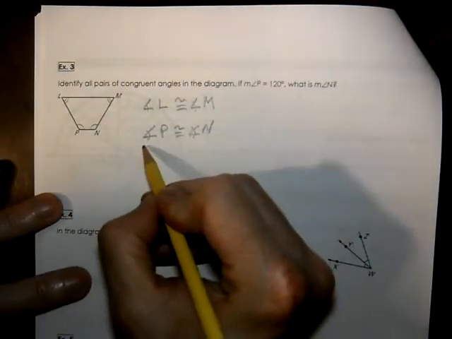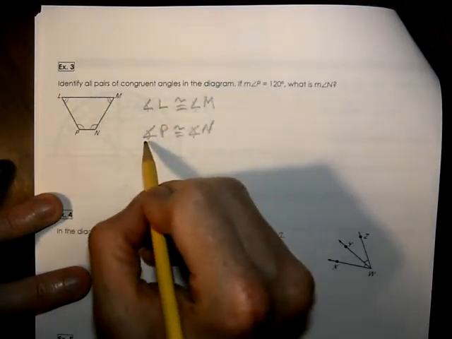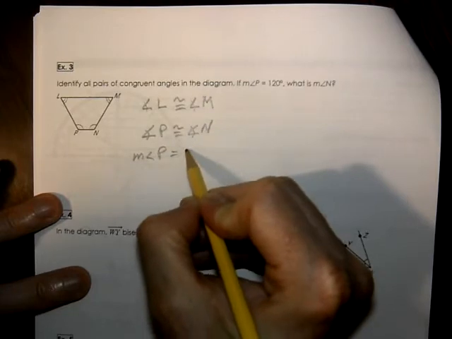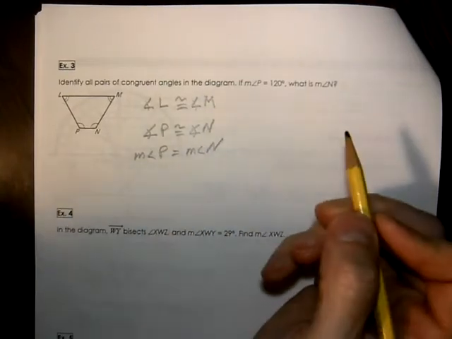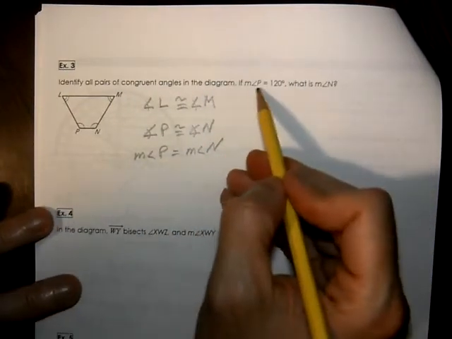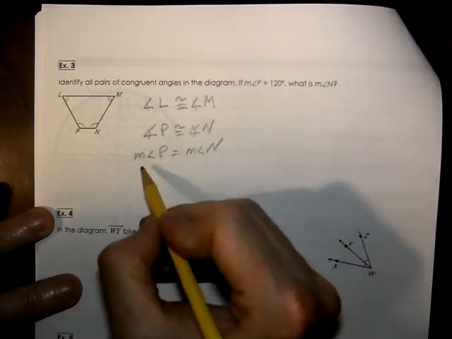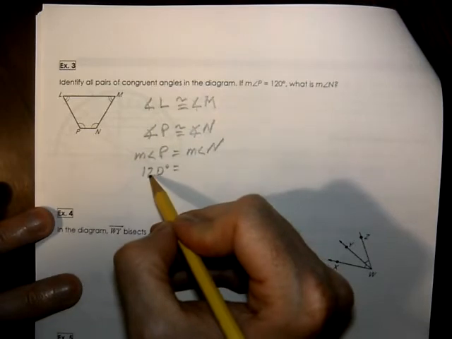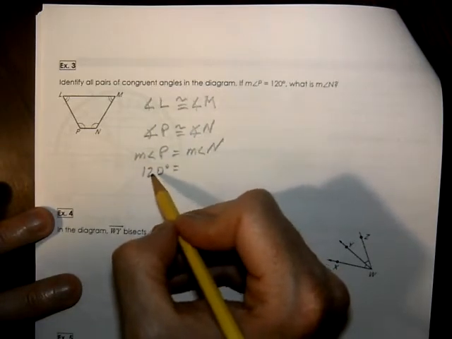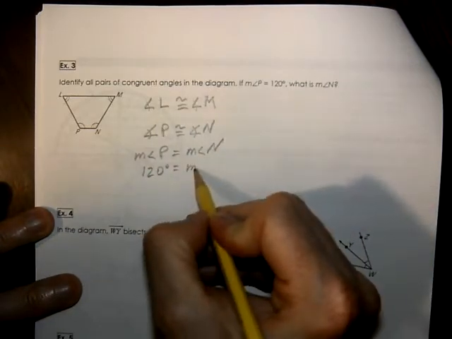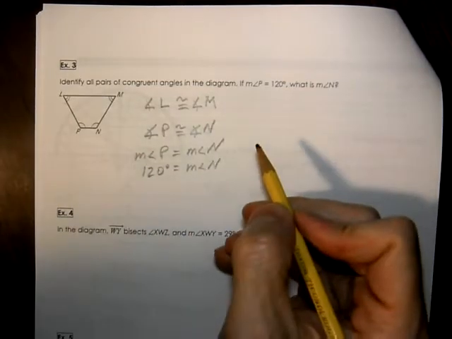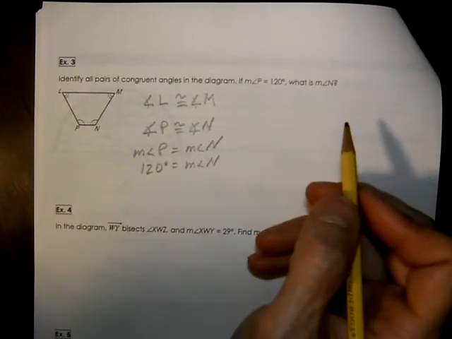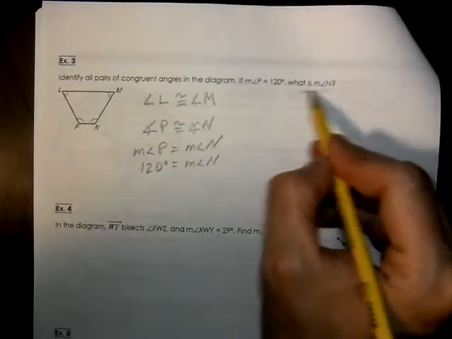Well, in this case, if 2 angles are congruent to each other, we also know that they are equal in measure. And we see from our given information up top that the measurement of angle P is 120, so we'll substitute in the 120. So the measurement of angle N is now 120 also. And that's what we were looking for.